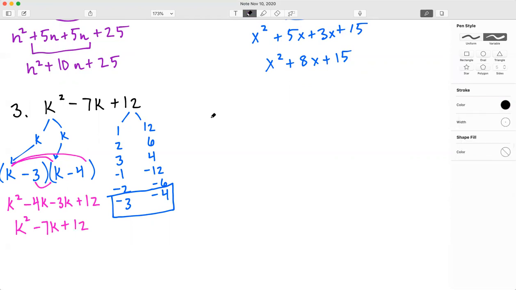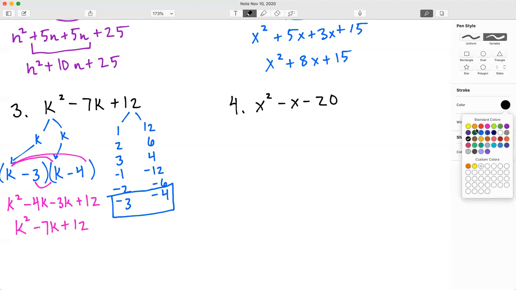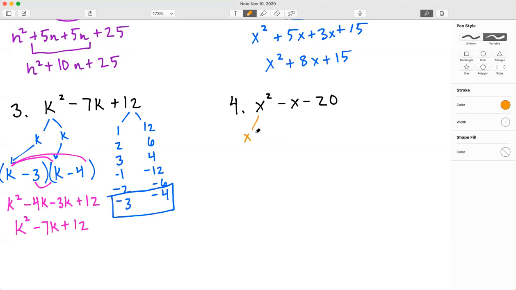Okay, number 4. How about x squared minus x minus 20? Okay, let's split the first term into factors, and I'd encourage you to try this on your own. Assuming you've tried splitting that first term into factors, our answer really is going to look like this. It's going to have an x here and an x here. The question is, what is the number here and what is the number here?